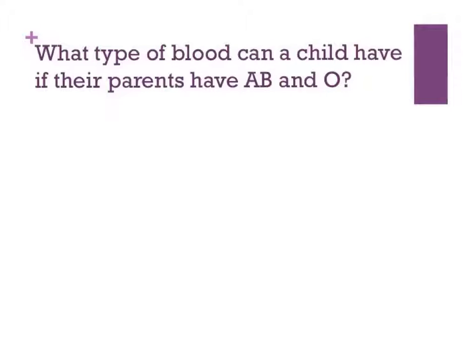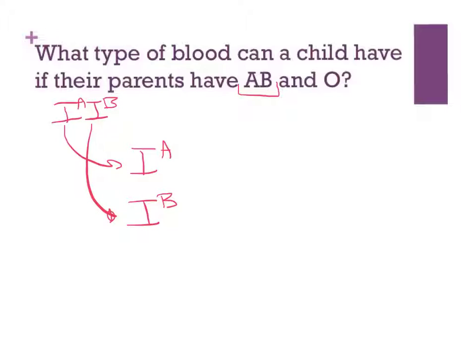So, as we look at that scenario, what type of blood can a child have if their parents have AB and O blood type? Well, because it's AB, you know both of the alleles of that parent. They are IA and IB, because that's the only way you can have type AB blood. So one possibility is they pass on that allele. The other possibility is they pass on that allele. Likewise, if you are type O, because that is recessive, it must be homozygous, and those are both little i's. So we're crossing A, B, and i.